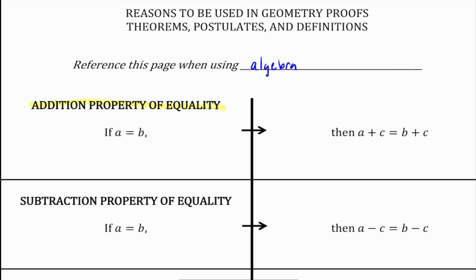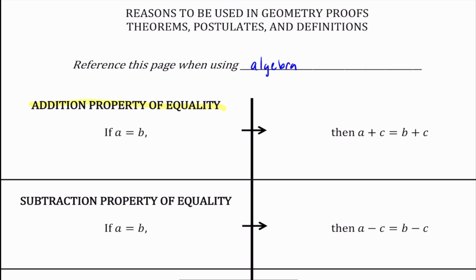So what do I have to do to make this equal? Well, if I add C to the left-hand side of the equal sign, then I need to add C to the right-hand side of the equal sign. So I have A plus C equals B plus C. That will make the equation true and also equal.